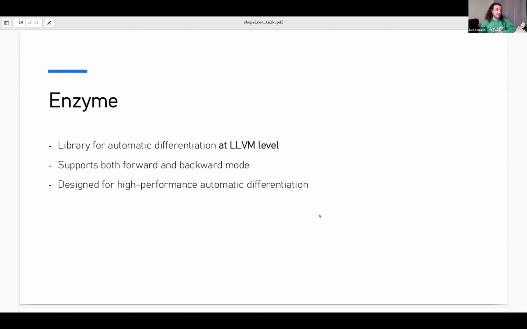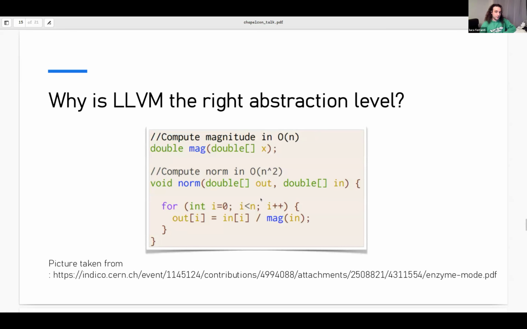Other cool guy, Enzyme. So Enzyme is this library for automatic differentiation at LLVM code. It supports both forward and backward mode, and it's designed for high performance. And maybe the first question, why at LLVM? Why is it the right choice? Let me give you an example.